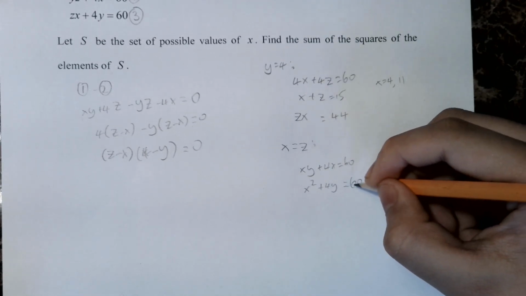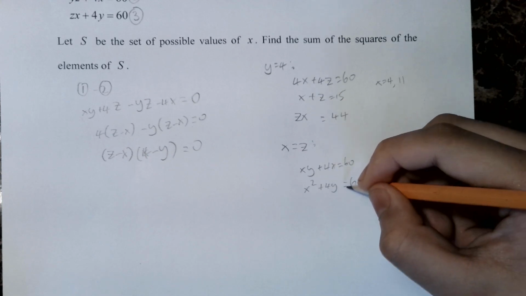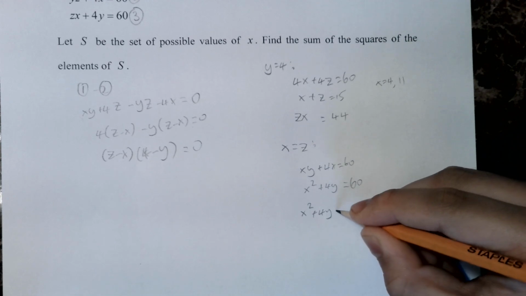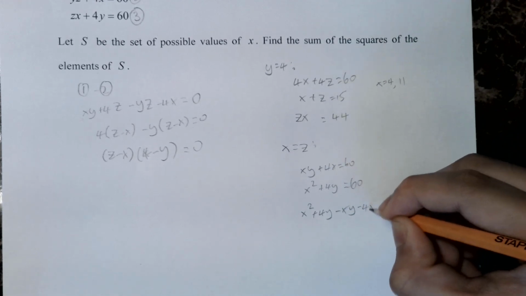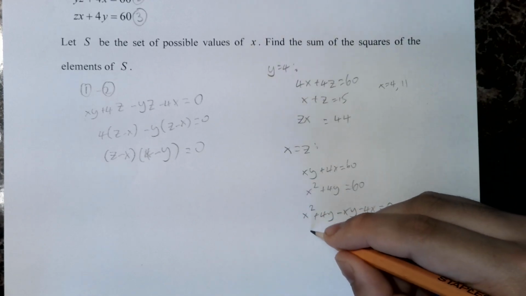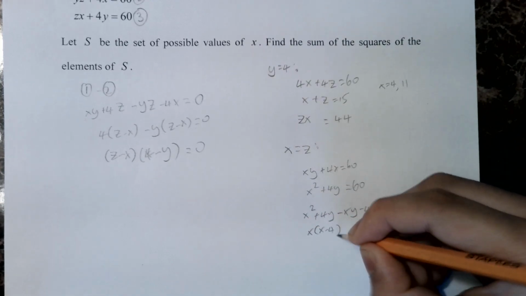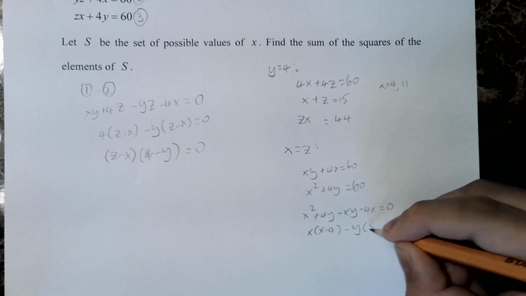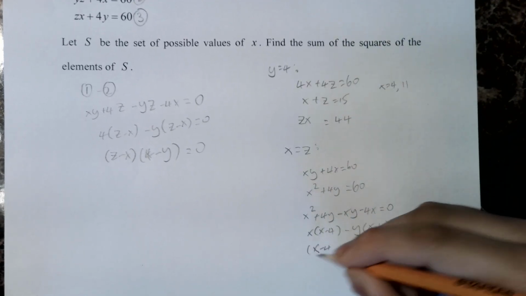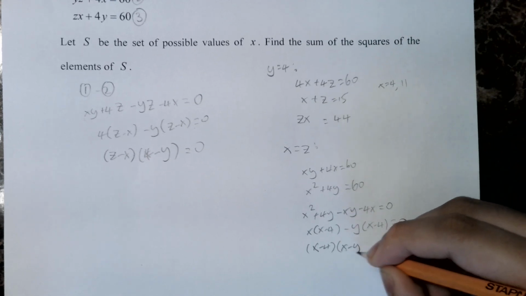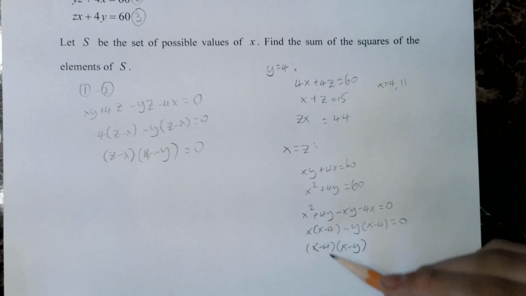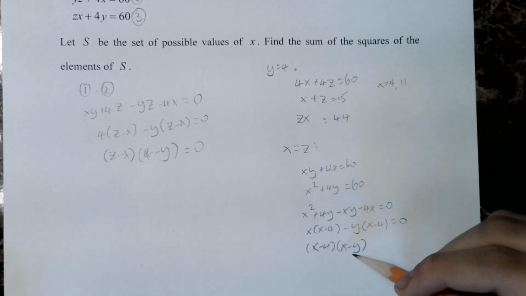Now again, we will be subtracting the second one from the first one. So we will get that x squared plus 4y minus xy minus 4x is equal to 0. And like this, we will also be factoring it, and we'll eventually get that (x minus 4)(x minus y). Now, since x equals 4 is already the answer that we have, we won't be discussing this case, and instead we'll be discussing that x is equal to y.